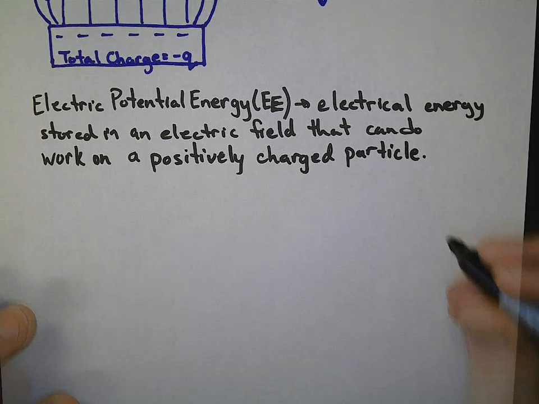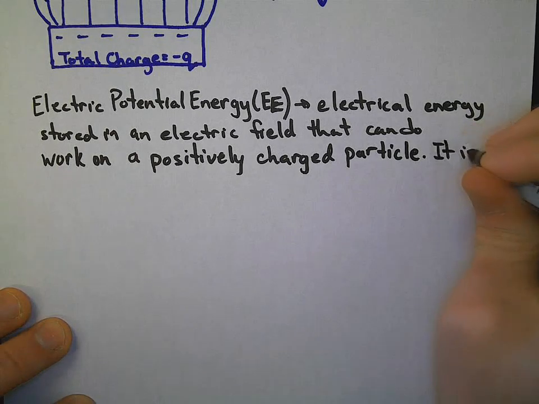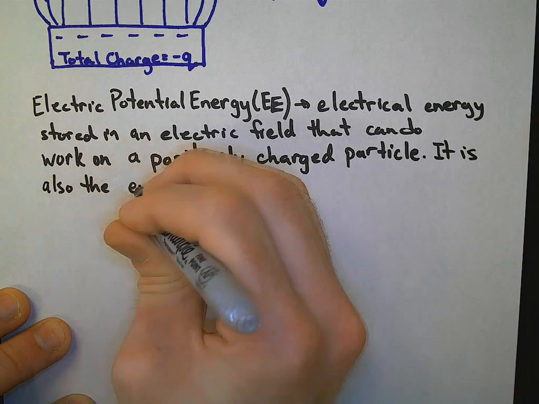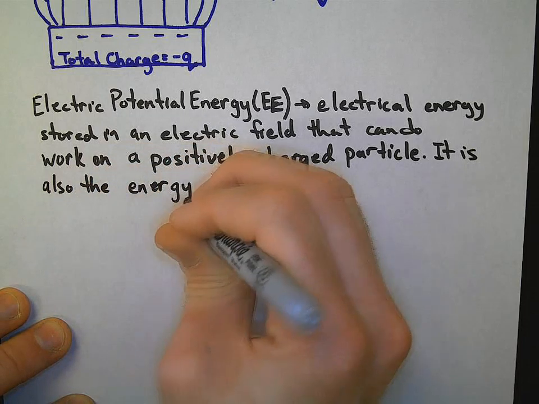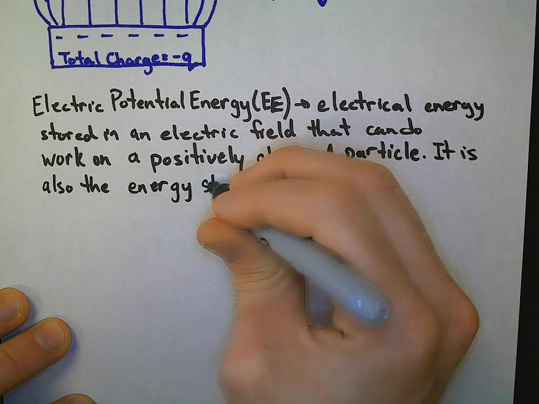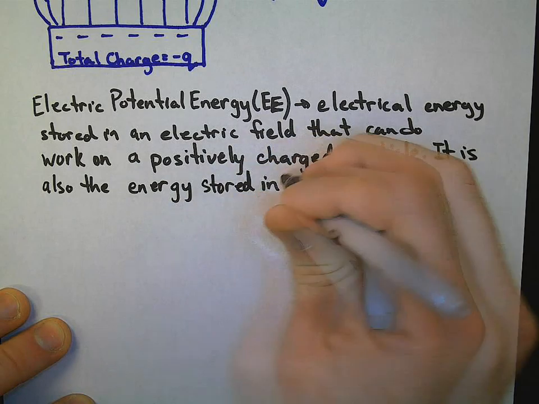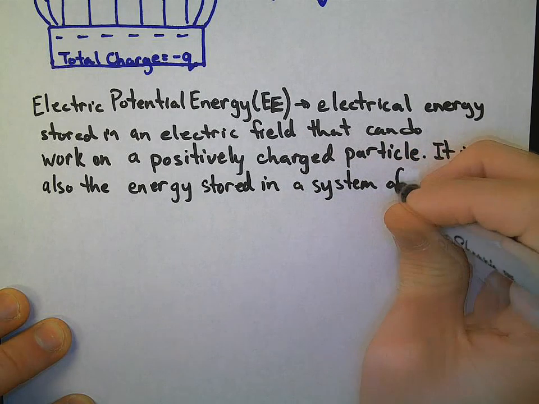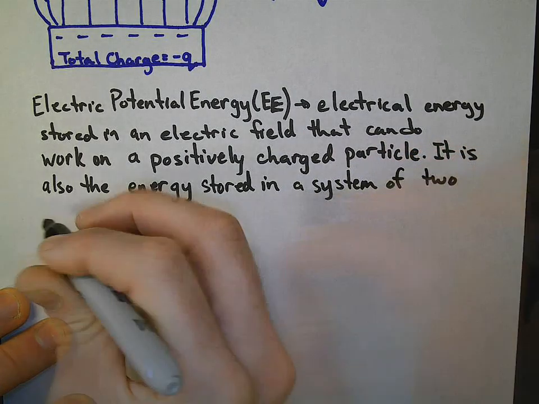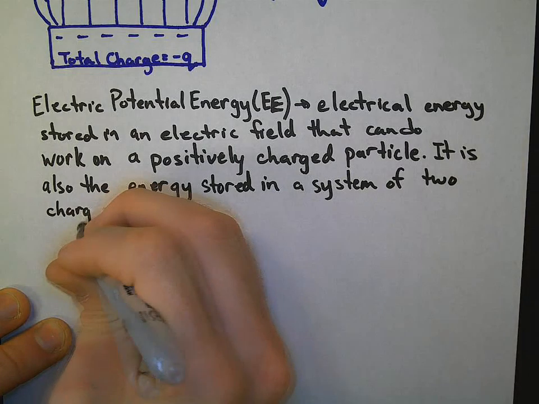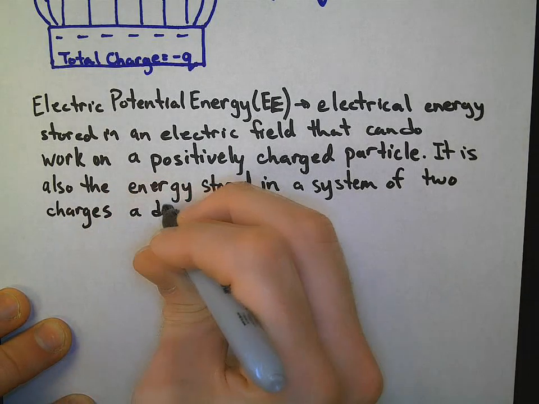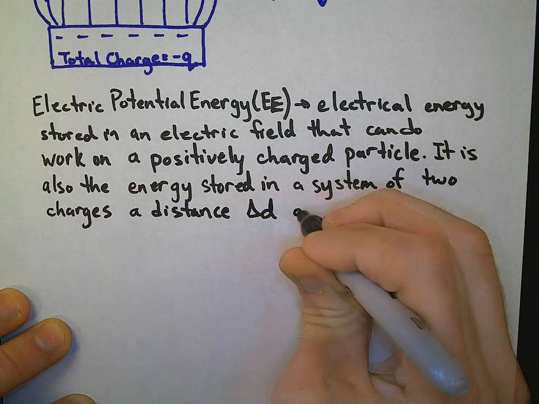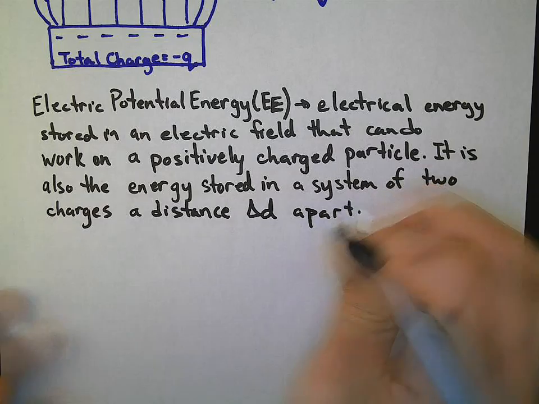Electric potential energy is also the energy stored in a system of two charges a distance delta D apart.